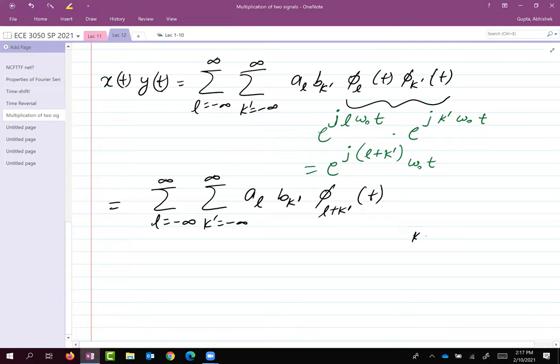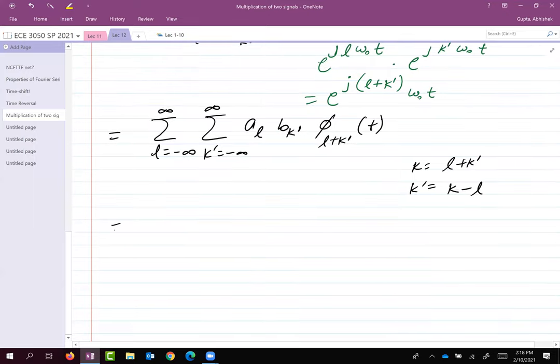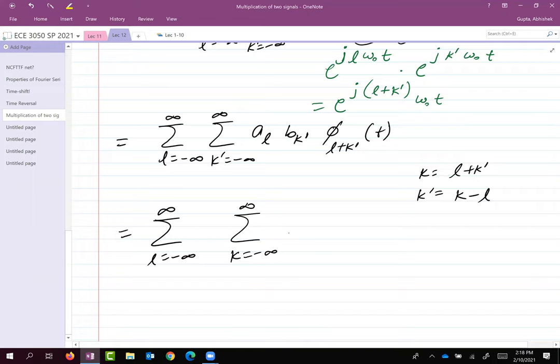Now let's define K equals L plus K prime. Then what do I have? So when K prime goes to minus infinity, K goes to minus infinity. When K prime goes to plus infinity, K goes to plus infinity. And K prime is equal to K minus L. Okay, so then I do this change of variables: summation K equals minus infinity to infinity, AL, BK minus L, phi K of t.